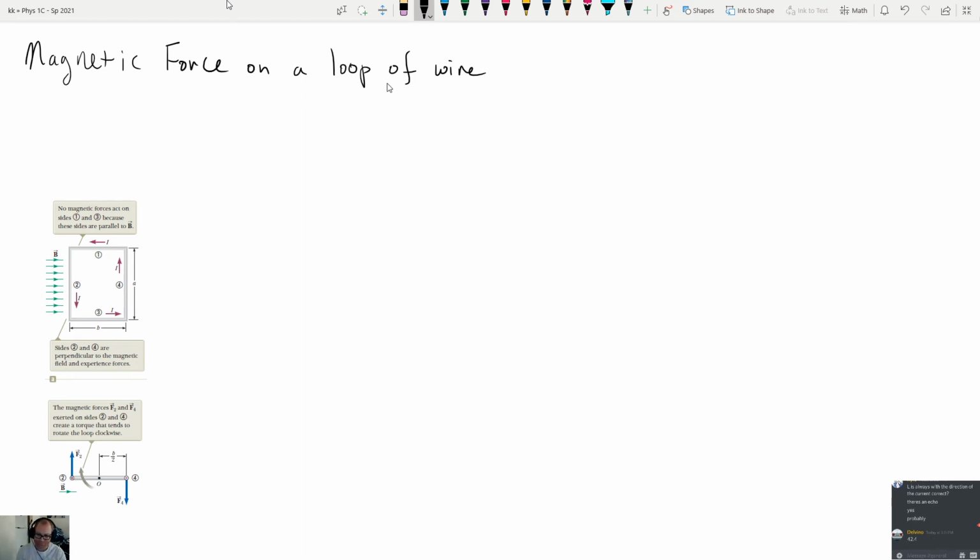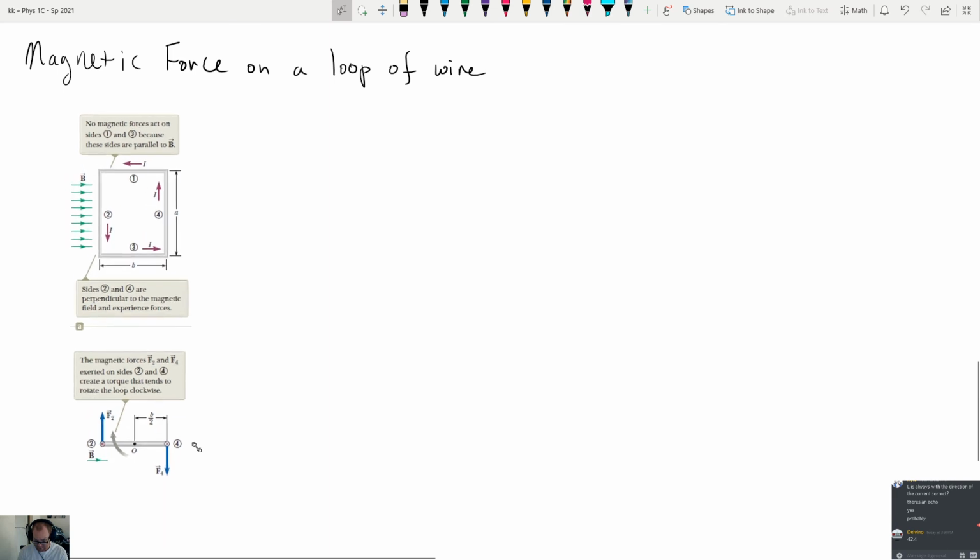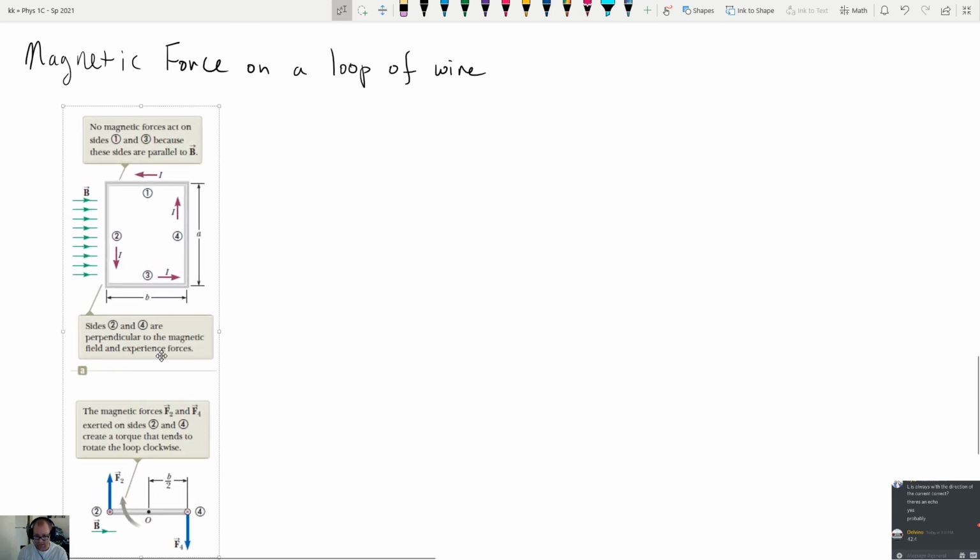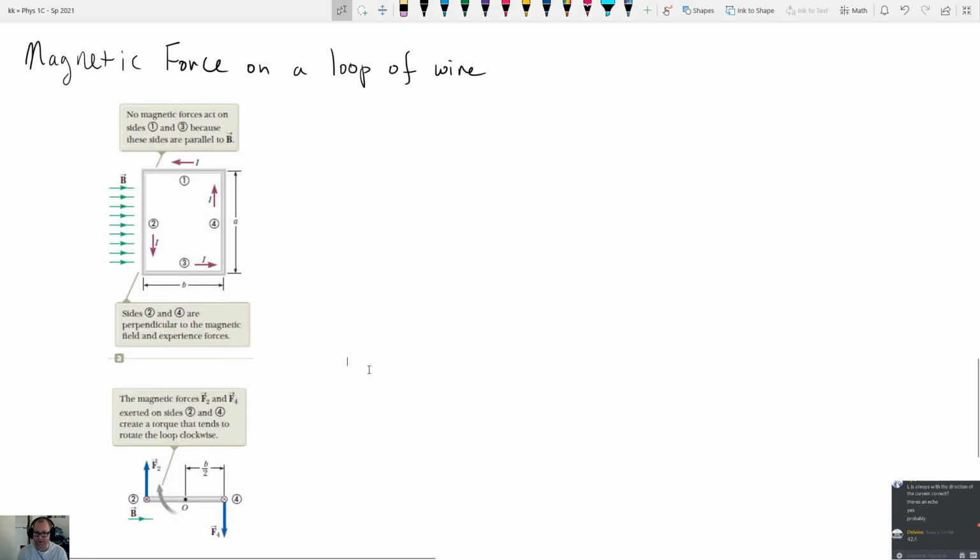All right. So I pulled this picture from another book because the picture in your textbook is wildly confusing. It's drawn in 3 dimensions on a flat surface, so it's very hard to understand what's going on. But I think this is a little bit more clear. So we take a loop of wire right here that's been broken into 4 straight segments, 1, 2, 3, 4. Our loop has a width of B and a length of A.